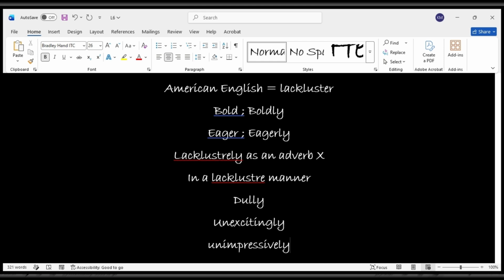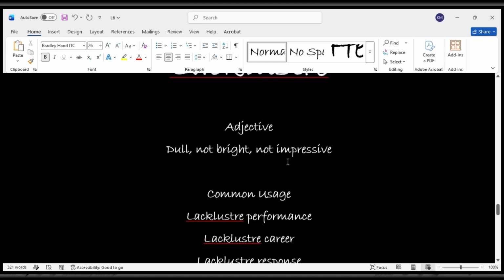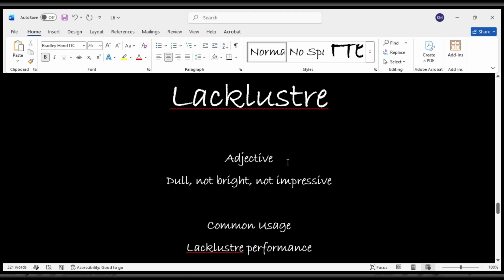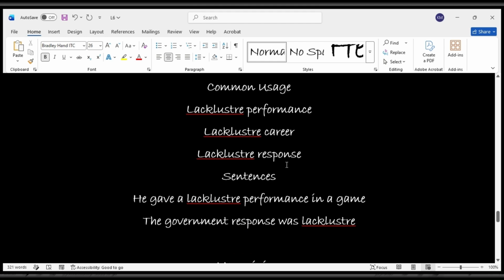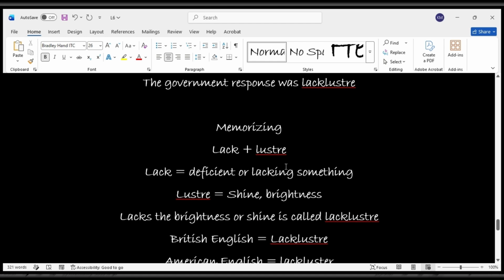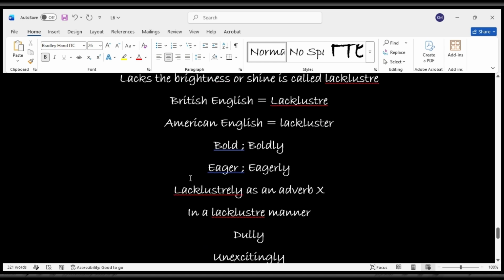Okay, so this is all about the word lackluster we have discussed today, and I hope that you might have enjoyed while we were dissecting lackluster, its meaning, its part of speech, its usage in common English, and we have formed the sentences. I have also discussed the memorizing tip for the word lackluster, and then the British and American spelling difference, and at last we have discussed how it is used as an adverb.